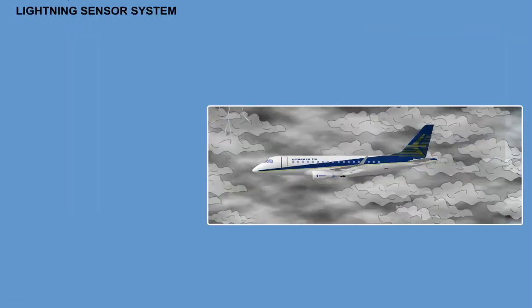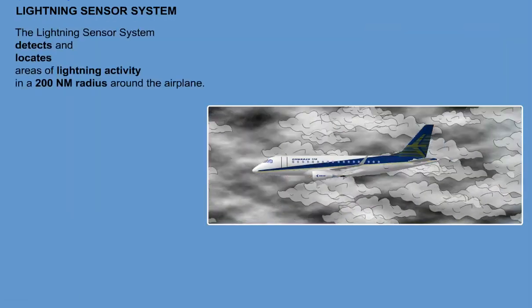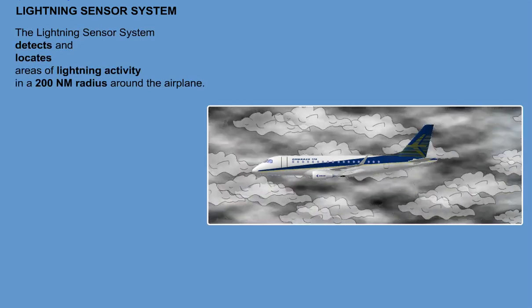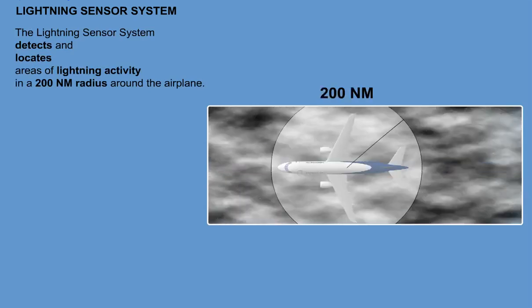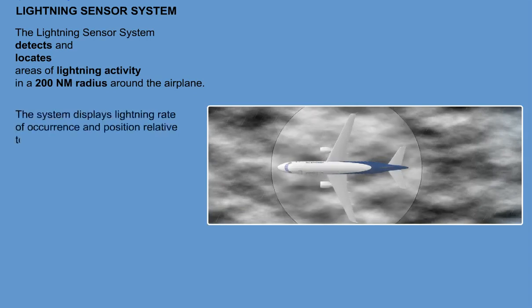Lightning Sensor System. The lightning sensor system detects and locates areas of lightning activity in a 200 nautical mile radius around the airplane. The system displays lightning rate of occurrence and position relative to the airplane.